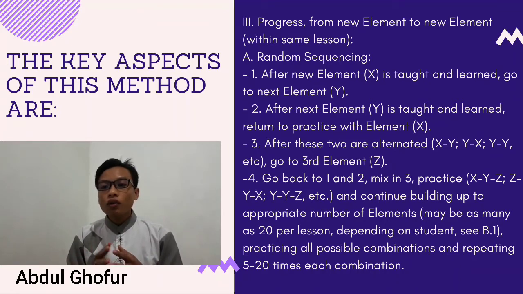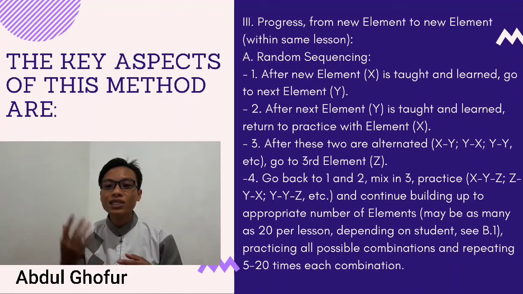And then after the next element, variable y, is taught and learned, return to practice with the element variable x. This is intended to enable students to recall past lessons. Number 3, after these two, alternate x, y, y x, y y, and many more alternations, go to the third element, variable z.